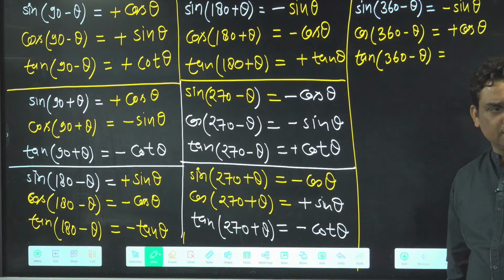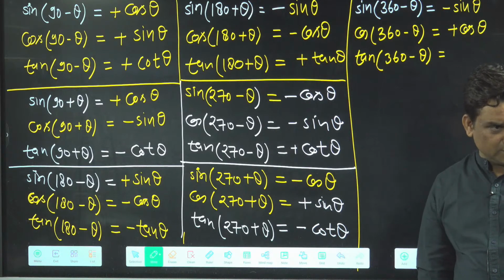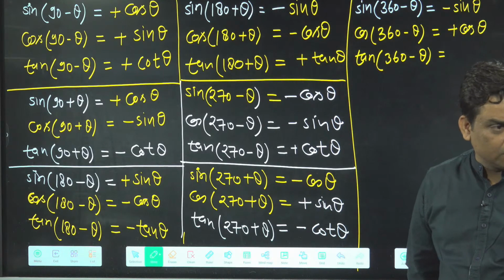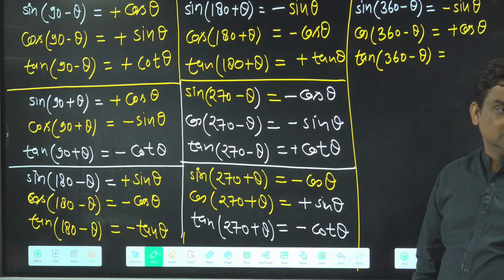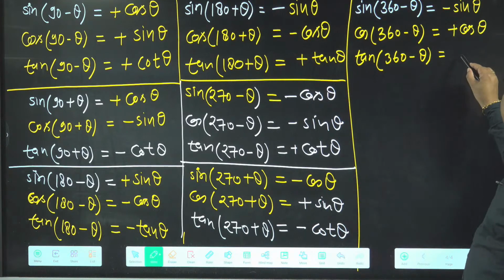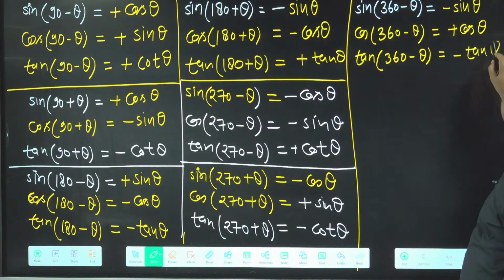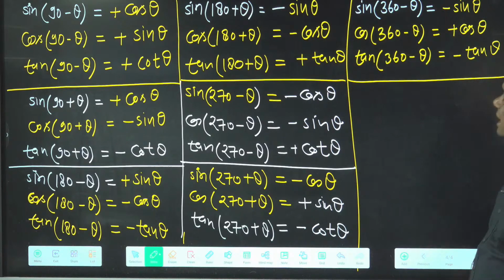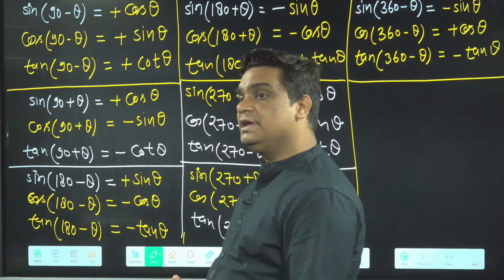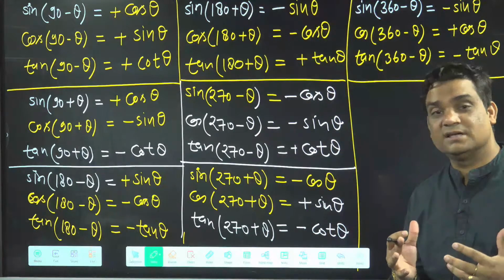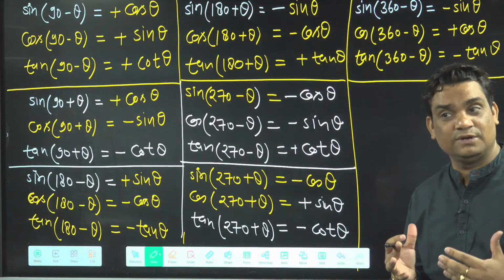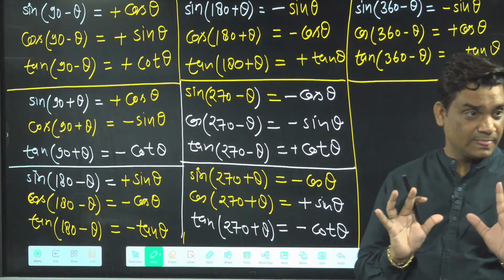You are correct, but someone gave me the wrong answer. This one, plus not 2. What is your answer? Yes, this one is going to be minus tan theta, because we know it will not change. Change only happens when? Whenever there is 90 and 270, then only there will be the change. Okay.